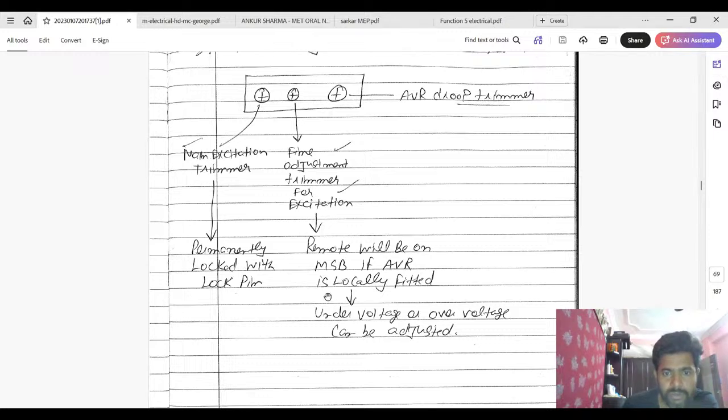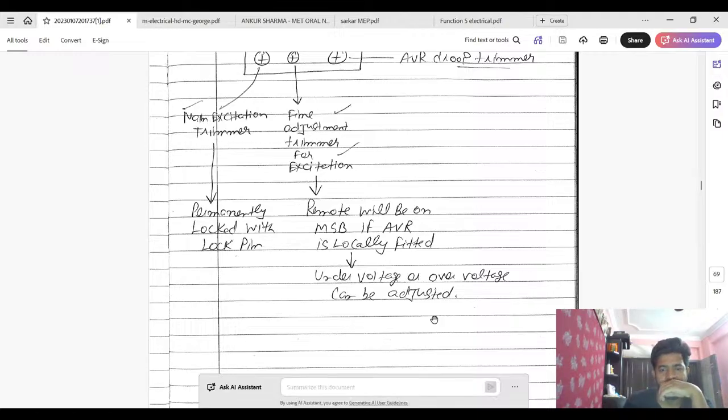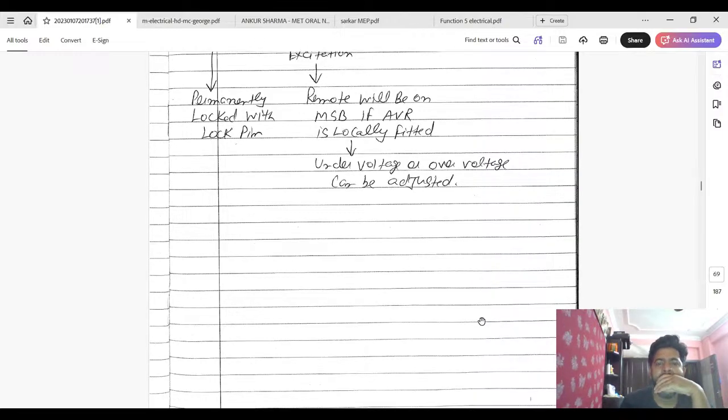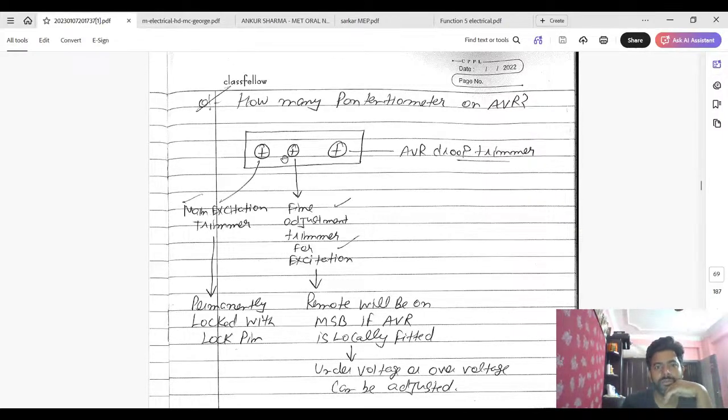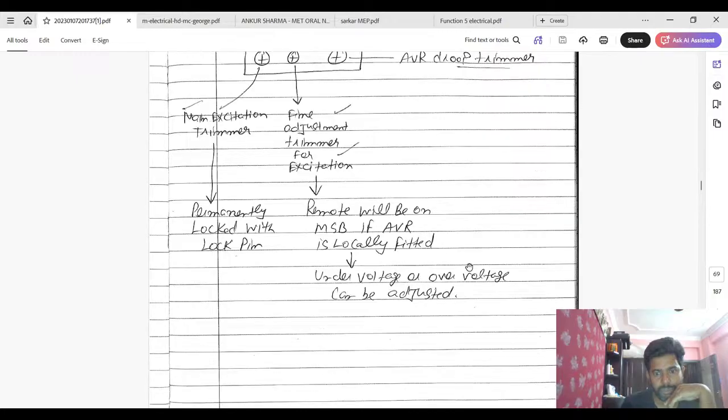The remote will be on the MSB if the AVR is limited. Under voltage or over voltage can be adjusted. So has any one of you faced this problem of heavy under voltage or a problem with synchronizing? Here is the answer. We can adjust this potentiometer.